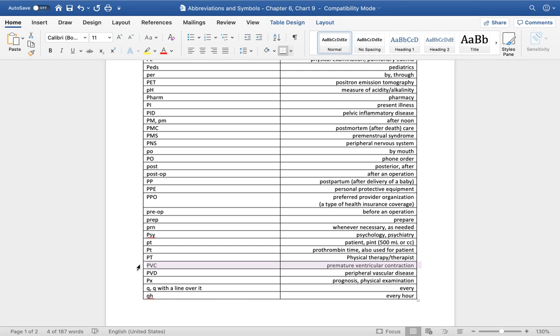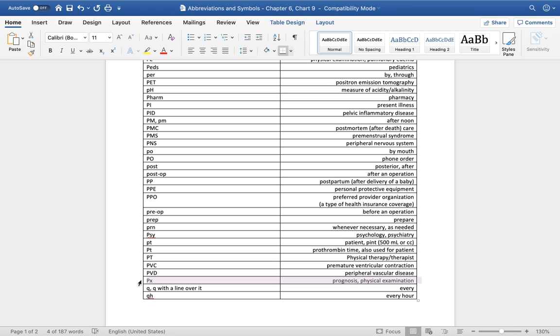PVC, this is premature ventricular contraction. This is where the ventricles maybe contract an extra time before they're supposed to, or they're just contracting too quick in the heart rhythm. If you assess the patient through palpating their pulse, this can present with, say, what you could perceive as an extra heartbeat, potentially. PVD, peripheral vascular disease. This is when you have problems with your blood vessels outside of your heart, and it can encompass dozens of different medical conditions.